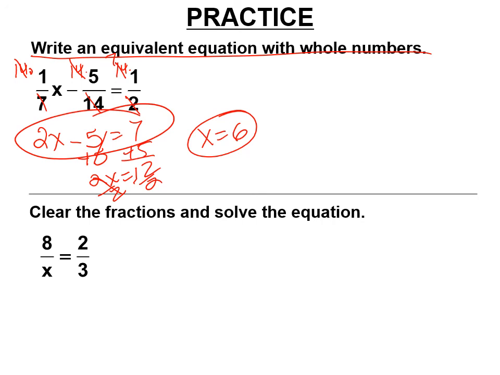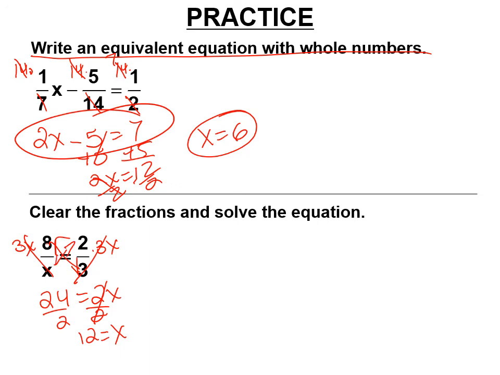All right, we have an x and a 3. To get rid of that, multiply both sides by 3x. These x's cancel. You get 8 times 3 is 24. These 3s cancel. You get 2 times x. Divide both sides by 2. x equals 12. Is that the same thing as your cross-canceling from 6th grade? Yeah, it is, right? You get the exact same equation. But now you actually know the real rule behind that.